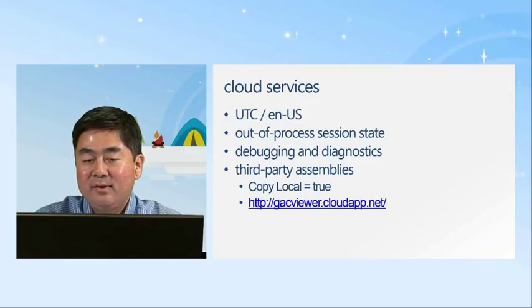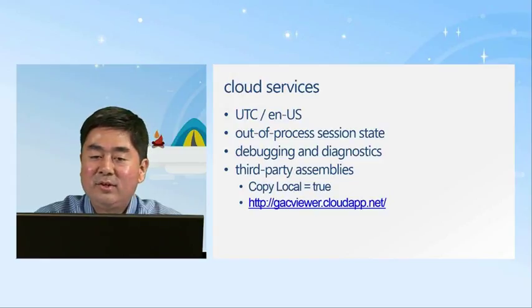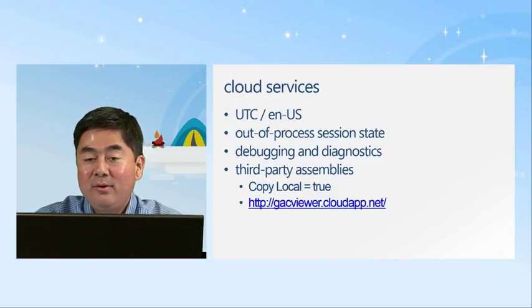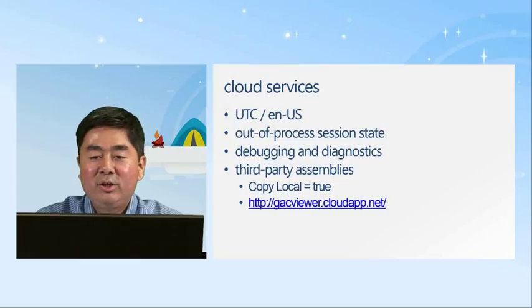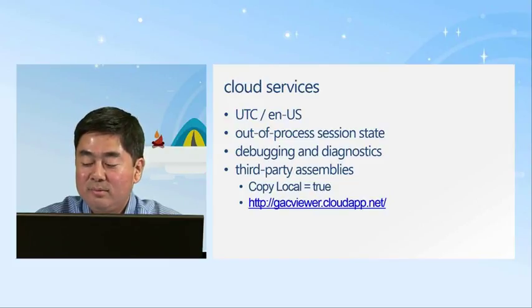Finally, if you're using cloud services and a third-party component, so maybe you're using components from Telerik or Infragistics or something like that, in your assembly references in your project, make sure you right-click them, go to Properties, and set the Copy Local property equal to true. When you're packaging up your applications to deploy them to the cloud, this makes sure it includes those assemblies along, because they won't exist in the default virtual machines.